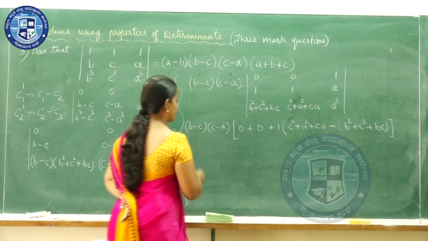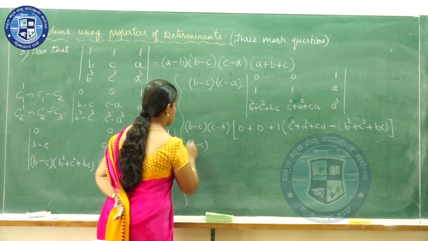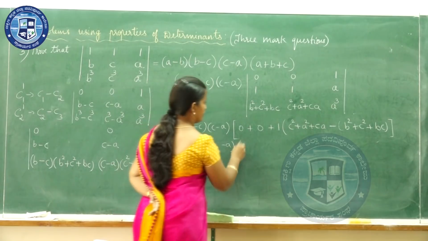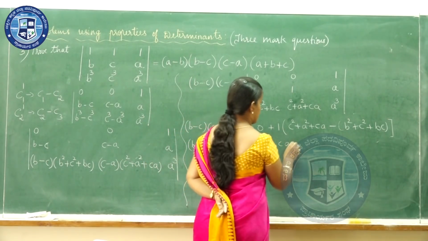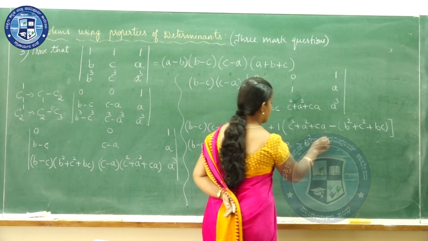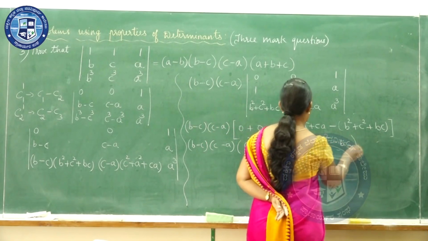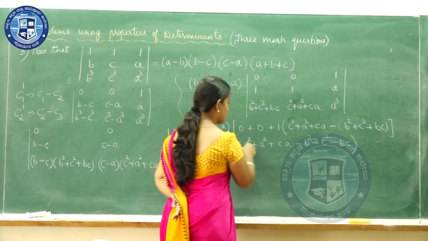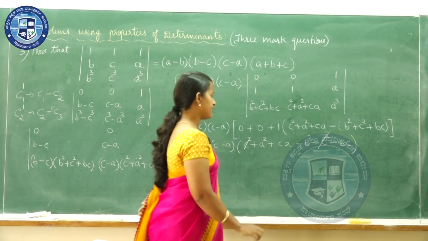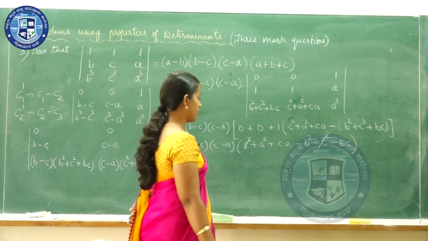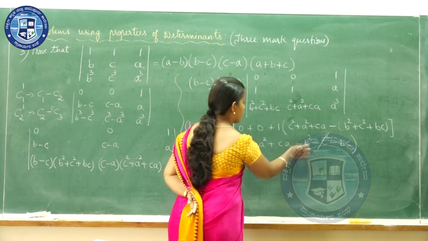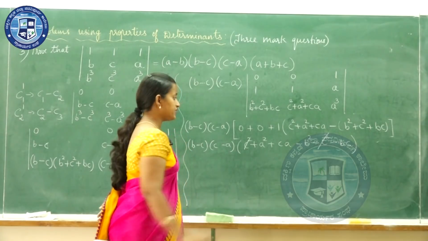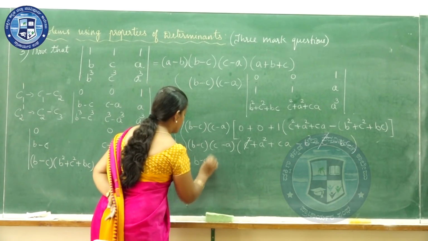So now let us simplify this. (B minus C)(C minus A) into (C square plus A square plus CA minus B square minus C square minus BC). What will get cancelled? C square will get cancelled, remaining terms will remain. Now if you observe here, A square minus B square can be written as (A plus B) into (A minus B).